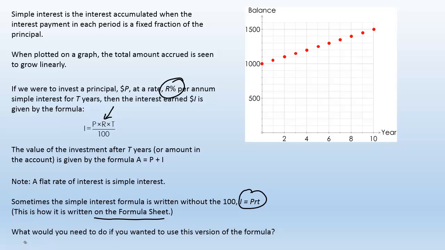Now I've just answered this question. What would you need to do if you wanted to use this version of the formula? Well, you'd use R = R divided by 100, and then you substitute it in.